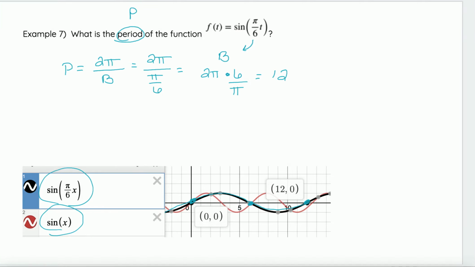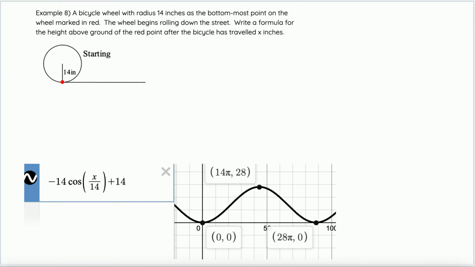Let's see that in action again with example 8. A bicycle wheel with radius 14 inches has the bottommost point on the wheel marked in red. The wheel begins to roll down the street. Write a formula for the height above ground of the red point after the bicycle has traveled a certain amount of inches.